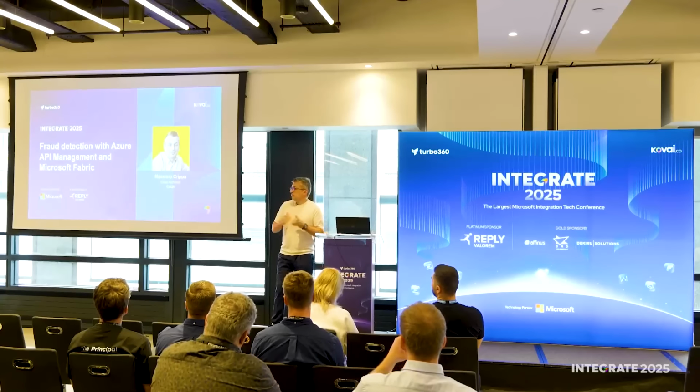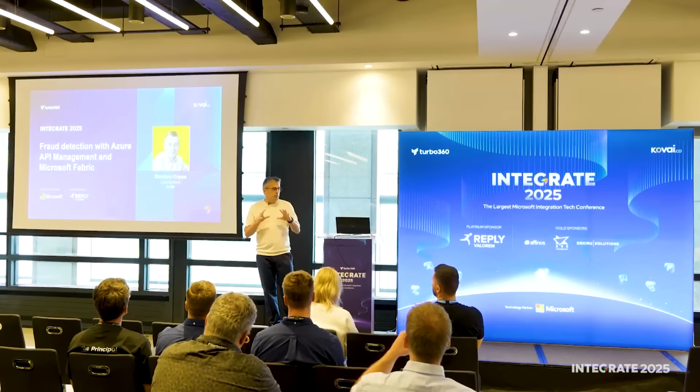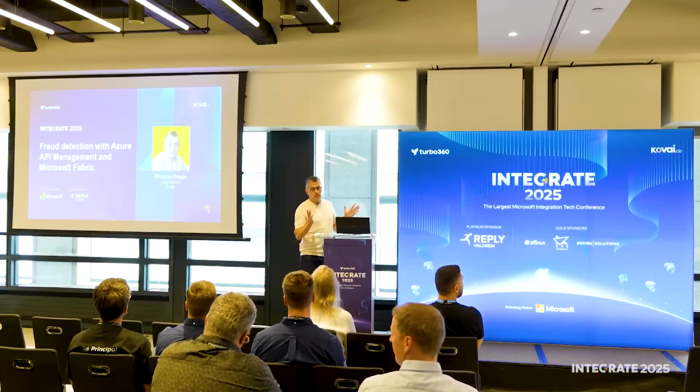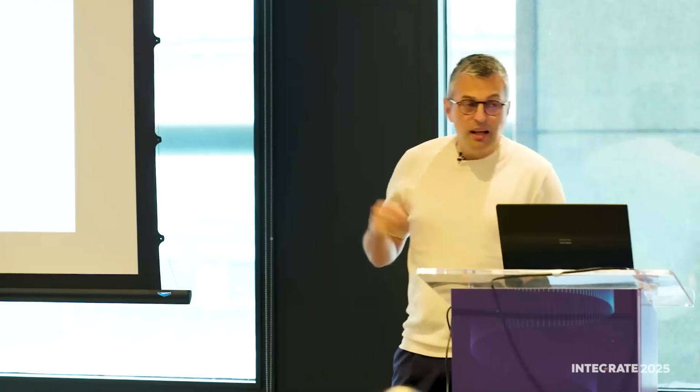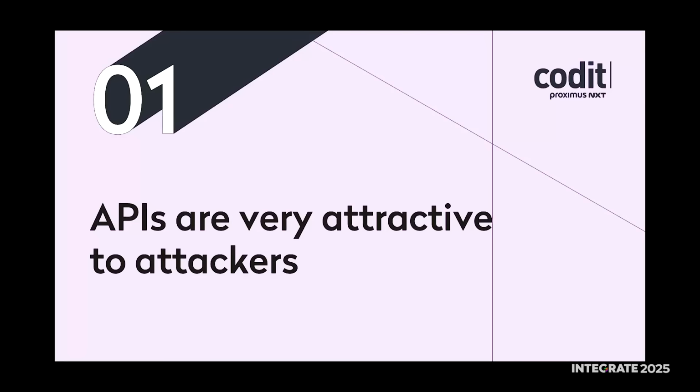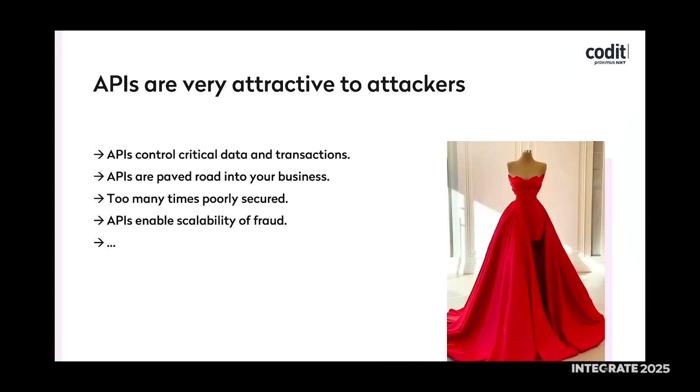All right, so everybody knows that APIs are the building block of every digital initiative, right? They are everywhere. Everyone loves them. Attackers as well. Why do they love them? Those APIs are so attractive because, thanks to APIs, you can control critical data or transactions. You can directly go to personal data, manipulate the business transaction, get a big amount of money. So those APIs are a gateway into your business or some portion of your business, and sometimes, too many times, they are too poorly secured.